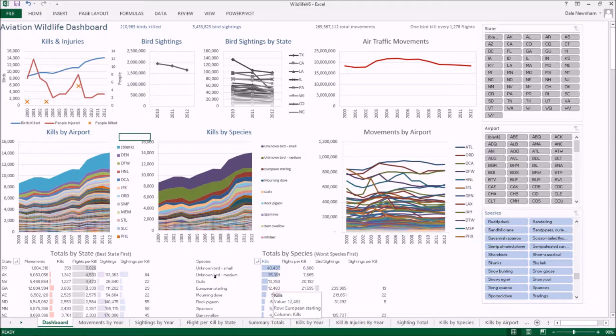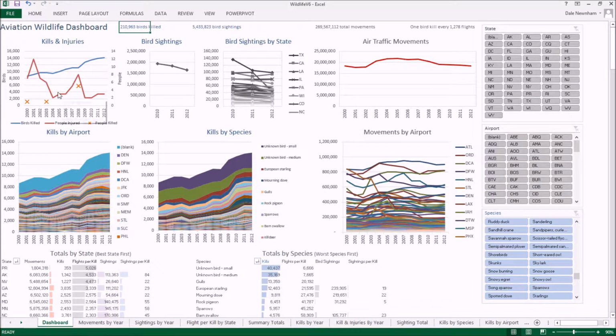The first one was, how many birds are killed by planes? So this chart over on the left here, you can see over a 12-year period we have data for 2000 to 2012. Almost 211,000 birds were killed. That's summarized here at the top. And the rate is actually increasing from 9,000 in 2000 up to 14,000 a year in 2012. You can see this axis on the left-hand side shows the bird count.